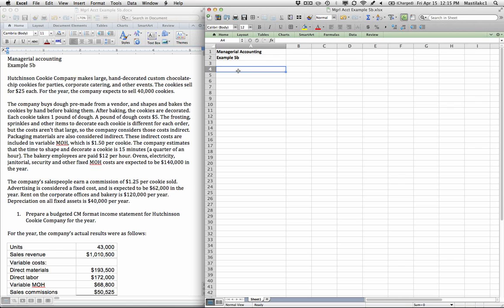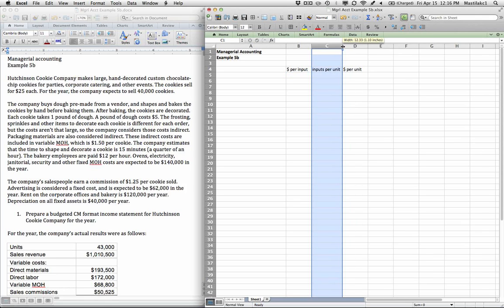What I'm going to do, and this will be important as we go through the rest of the example, I'm not simply going to put the dollar amounts here, but it matters how much input we use. As we go forward, pulling apart our flexible budget and looking into the variances for direct materials and direct labor, one of the things that we want to be able to do is understand the inputs that went into our product. So I'm going to have a column here for dollars per input and inputs per unit. And then we're going to translate into dollars per unit. And we'll see what that means as we go forward with our budget.